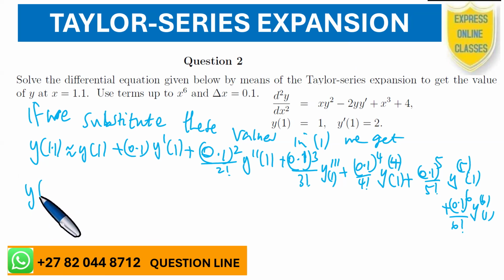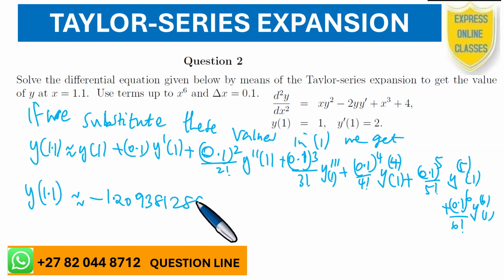If you substitute all these values, you get 1.1 is approximately 1.209381, 81, then 289. So you're going to have exactly this.